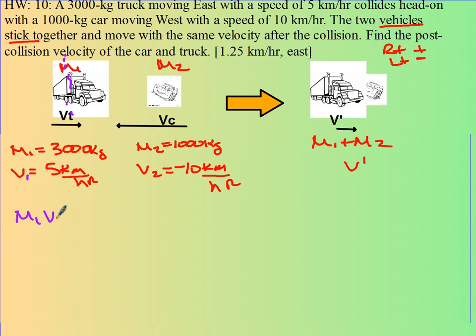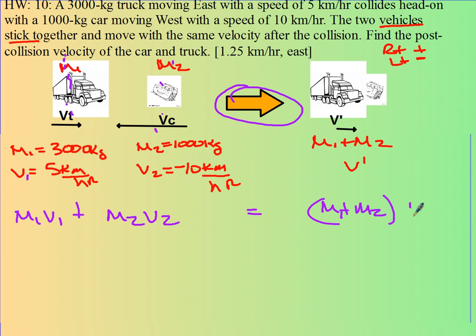m1 v1 plus m2 v2. This always equals m1 plus m2 times the final velocity. Okay, always read straight down from your diagram. Well, in this case, this doesn't equal 0. Well, we're going to go on and be careful.